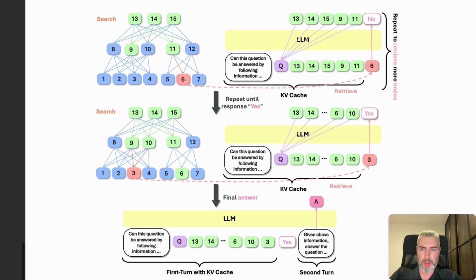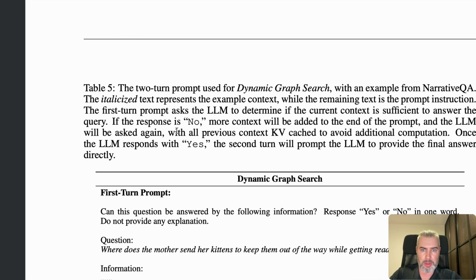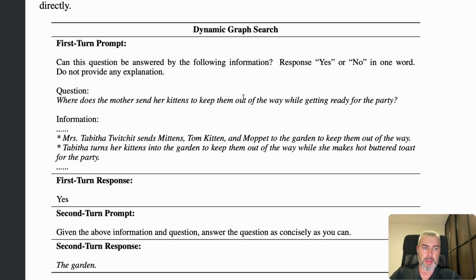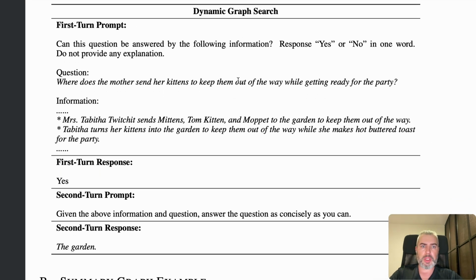We could also check the prompt for this question. In fact, there are two prompts. The first prompt checks if the information is enough. And the second, separate prompt is used if we get yes: we will try to answer the question. So how does it work? Let's return to the diagram.